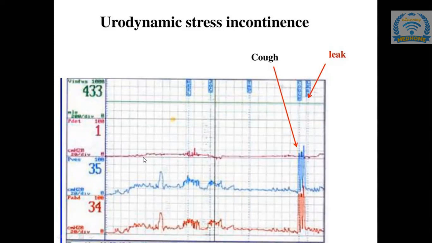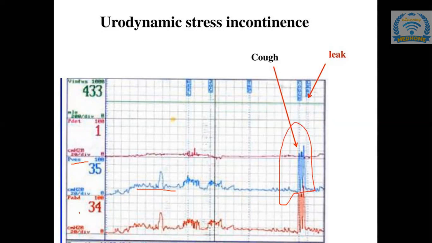When we see this graph in the detrusor pressure, there is only a slight increase in the detrusor muscle. Otherwise, in the whole filling phase of the cycle, there is no increase in the detrusor pressure. Now, when we come to the vesical pressure, you can see that the vesical pressure is rising here, and when the patient coughs, the vesical pressure is rising here also.